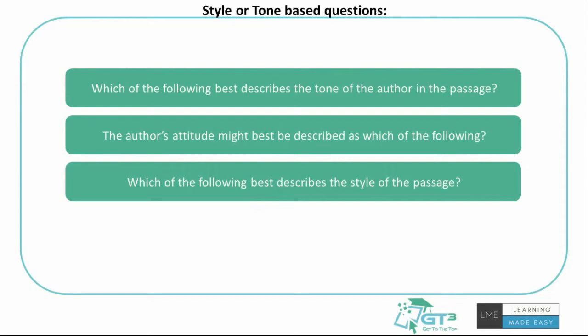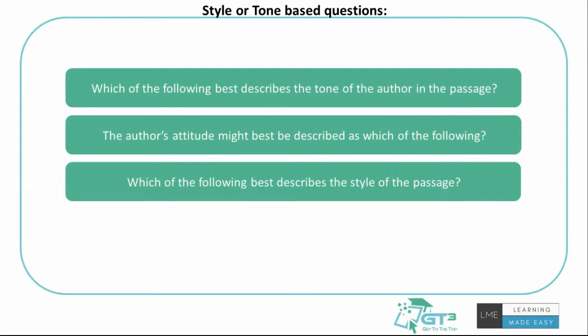Finally, the style or tone based questions. For example, which of the following best describes the tone of the author in the passage? Or the author's attitude might best be described as which of the following. You'll generally have three tones: positive, neutral, and negative. You will see a good set of words being used there, like aggressive, etc. For aggressive, you just have to see how harsh the author is.